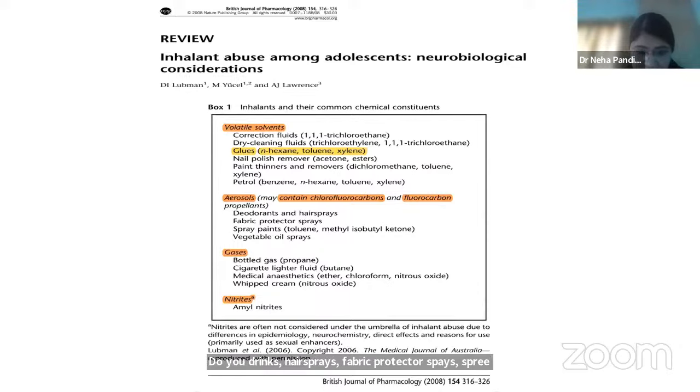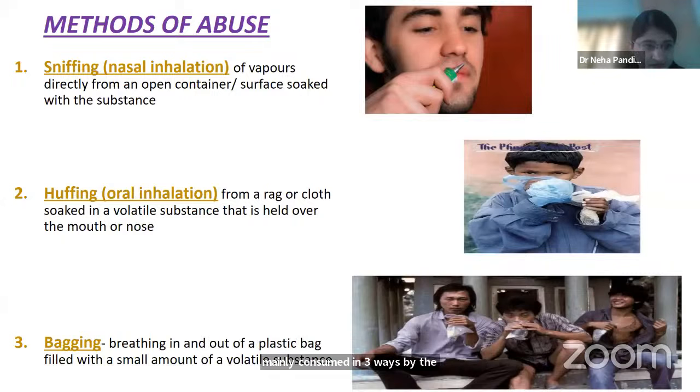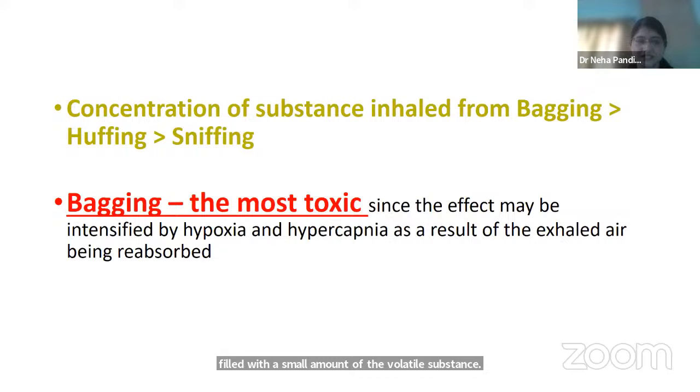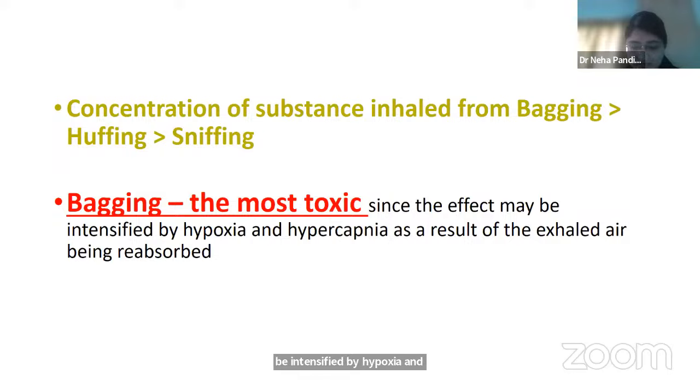So what are the methods of inhalant abuse? It is mainly consumed in three ways by the abusers. First is sniffing, that is nasal inhalation, as is seen in this picture. It is the sniffing of the vapors directly from an open container or a surface soaked with the substance. Then huffing, or oral inhalation from a rag or cloth that has been soaked in the volatile substance. Then bagging, which is breathing in and out of a plastic bag filled with a small amount of the volatile substance. The concentration of the substance inhaled from bagging is the maximum, followed by huffing and sniffing. Also, bagging is the most toxic one since the effect may be intensified by hypoxia and hypercapnia as a result of exhaled air being reabsorbed.